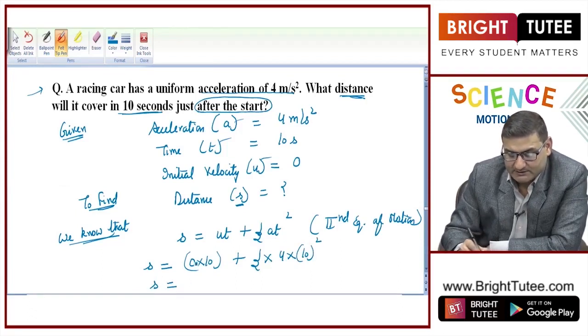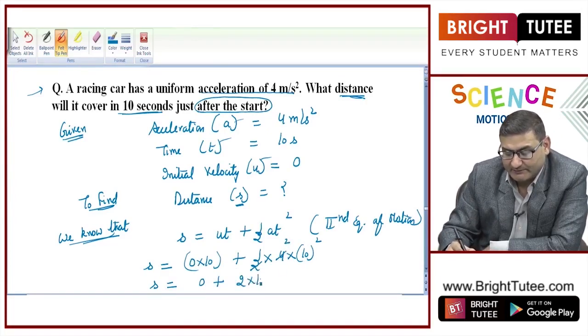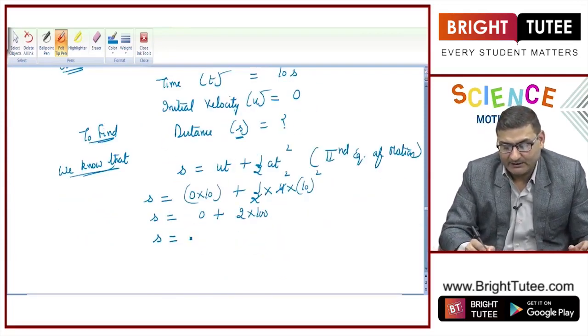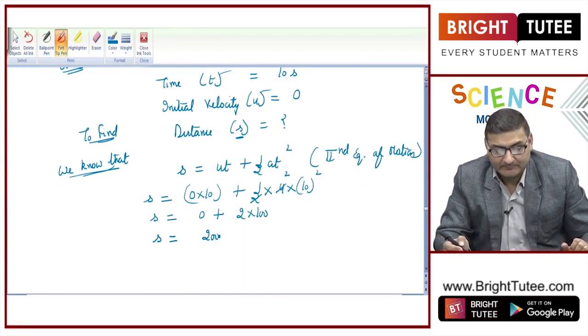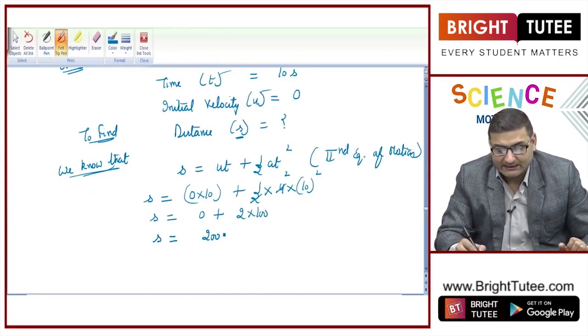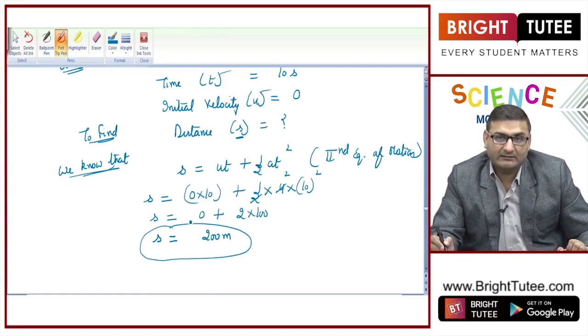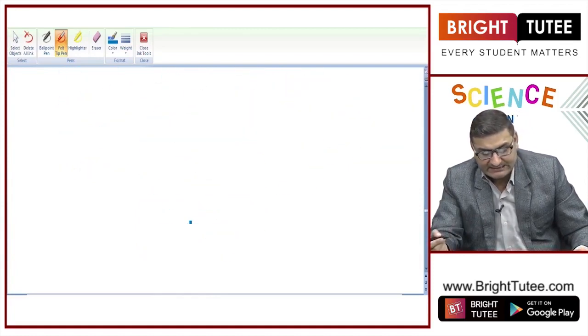Right? So, s becomes anything multiplied by 0 is 0. So, 0 plus, I will cancel out 2 and 4 with 2. So, I am left with 2 into 10 square, which is 100. Right? So, now my answer comes out to be 200 what? You have to remember the unit. s is the distance and the unit will be meter. So, it will travel 200 meters before stopping. Got it? Fine? Okay. Let us see another question.